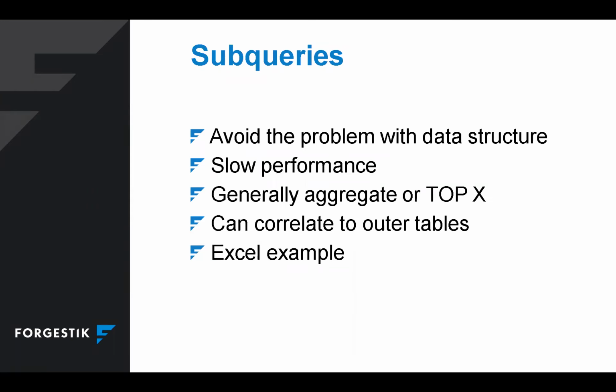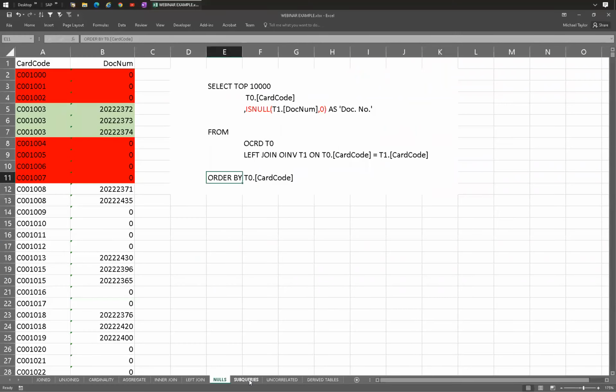And maybe they use them because they don't truly understand the data structure, or they don't want to use grouping, or they don't want to use any other method to do it, or views or whatever. It's a very slow performance, so you don't want to use it as your primary way of doing things. You're generally going to use a subquery as an aggregate or a top X number of rows. So it'd be top 1. You can correlate them to outer tables, and I'll show you an example of what the subquery is. So a subquery is just a query within a query.